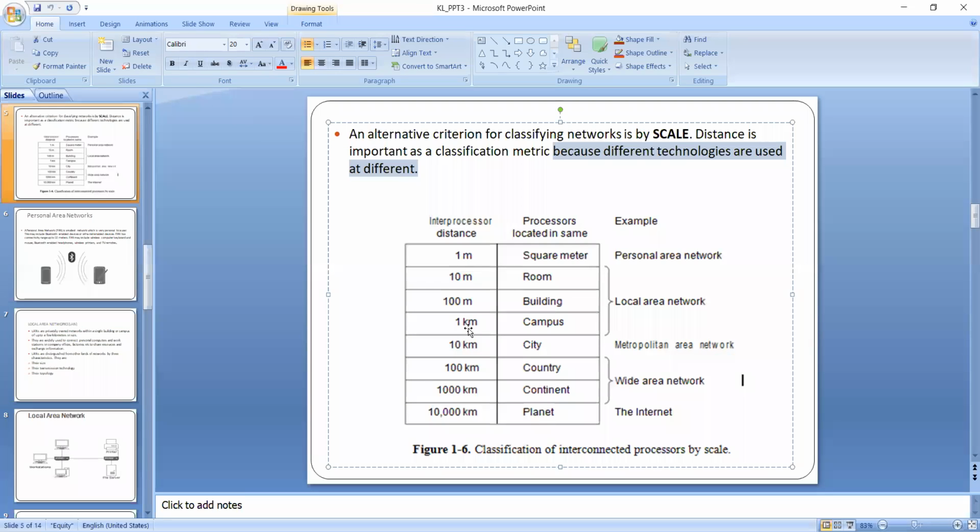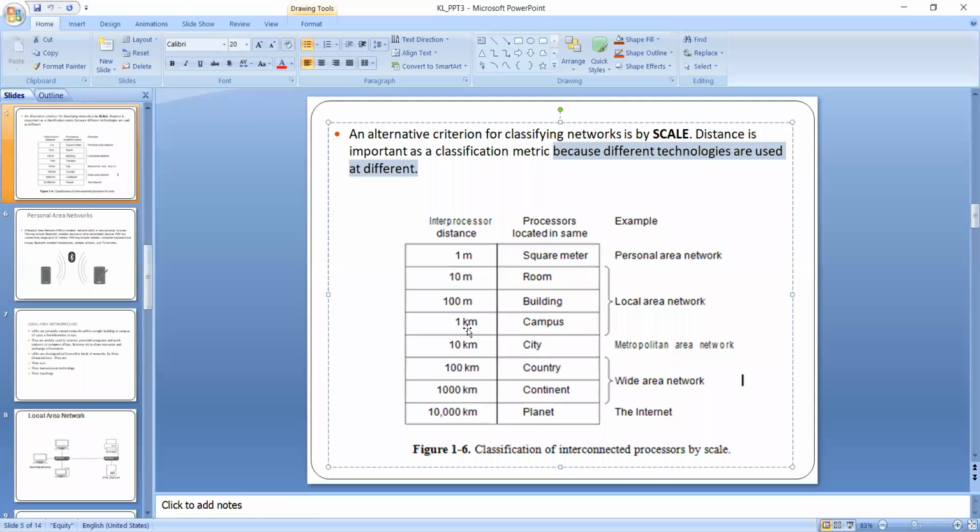If the inter-processor distance is 10 meters or 100 meters or up to 1 kilometer, that is, if the processors are located in the same room or in the same building or in the same campus, then which type of network is used here? It is a local area network, LAN.